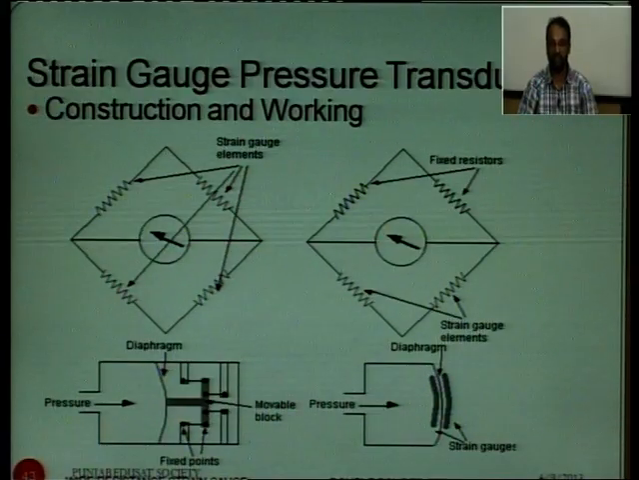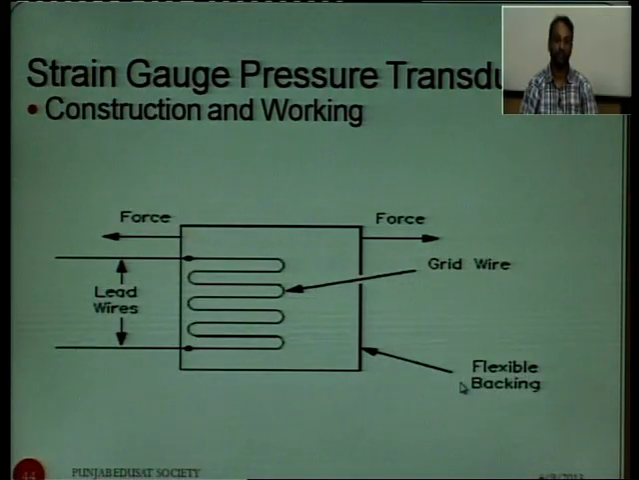There is another example. This is a wire resistance strain gauge. This is a double bonded strain gauge. It has two strain gauges. Due to the pressure exerted, there is a variation on this diaphragm, and there is a change in the value of resistance.